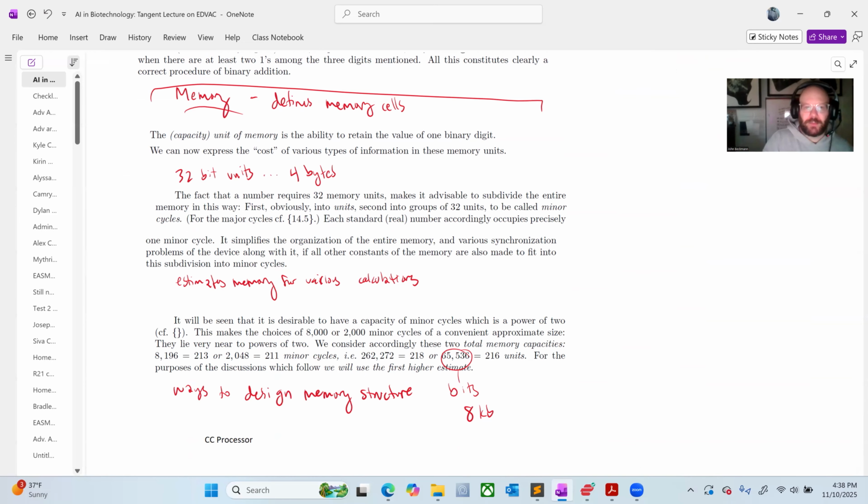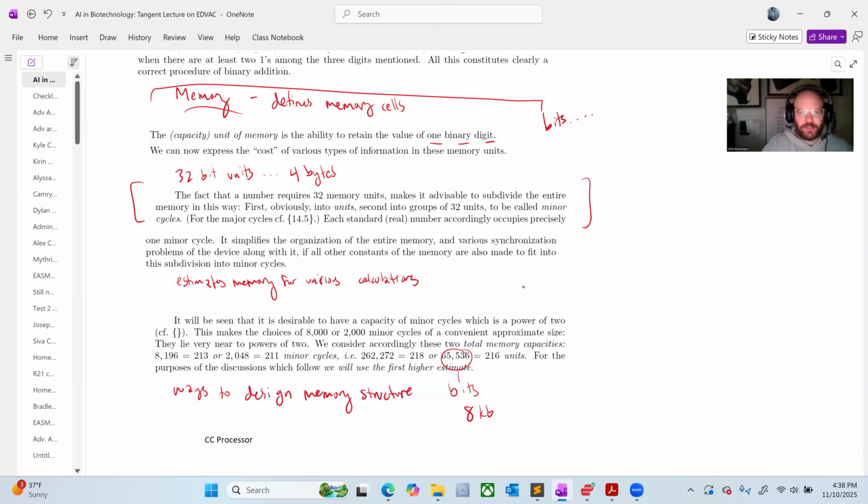He's talking about memory capacity. And he says that each memory cell needs to have the value of one binary digit. So now he's introducing bits into the digital computer. So every memory cell is going to hold a bit. And he needs to calculate, well, what is the actual capacity that I need to do the calculations that I want to do?